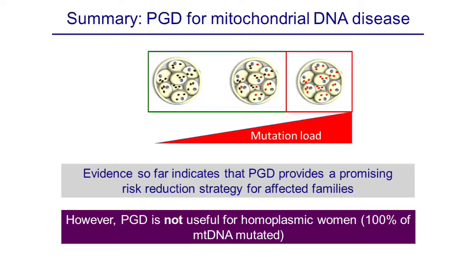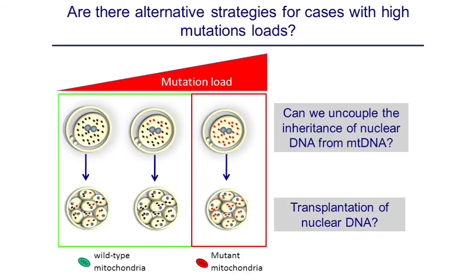So the summary of PGD for mitochondrial disease: the evidence so far, although it's pretty early days with this treatment, indicates that PGD provides a promising risk reduction strategy for affected families. However, it is not useful for women who are homoplasmic for mutations or whose embryos consistently carry high mutation loads. So what can we do for these women?